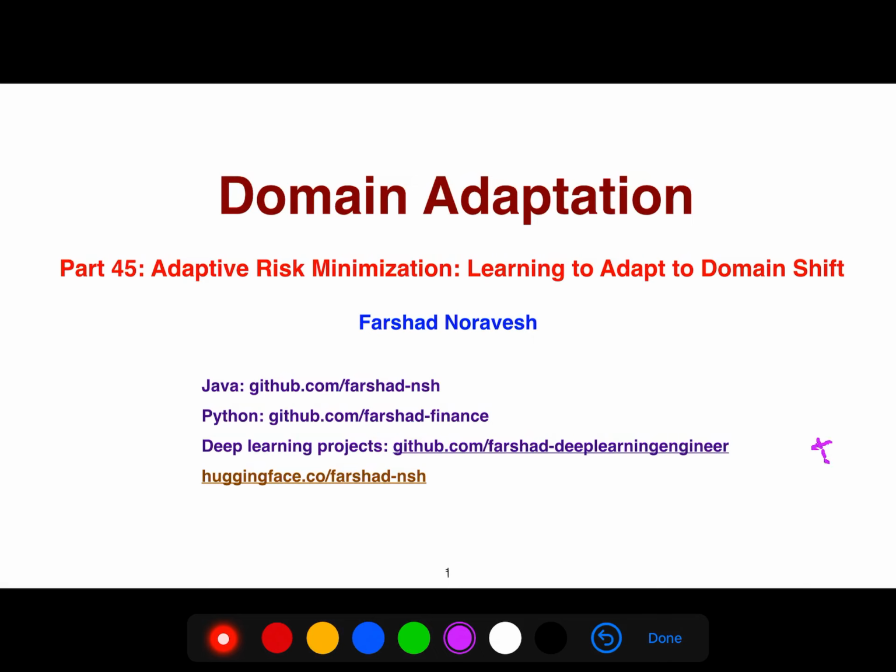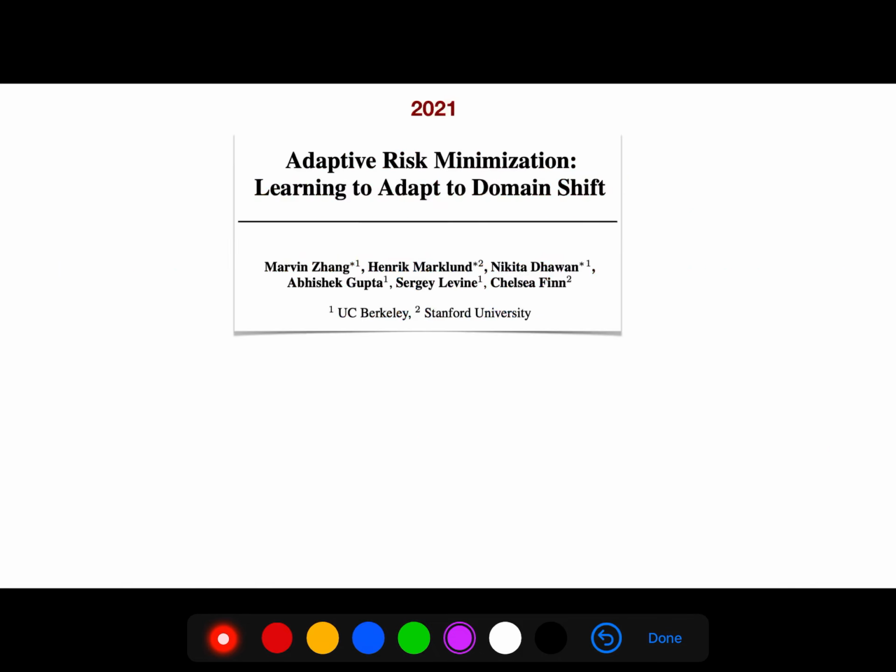Alright, so in this video I'm gonna be explaining another important article about domain adaptation. The title of this article is Adaptive Risk Minimization, Learning to Adapt to Domain Shift. This paper is from Stanford University.